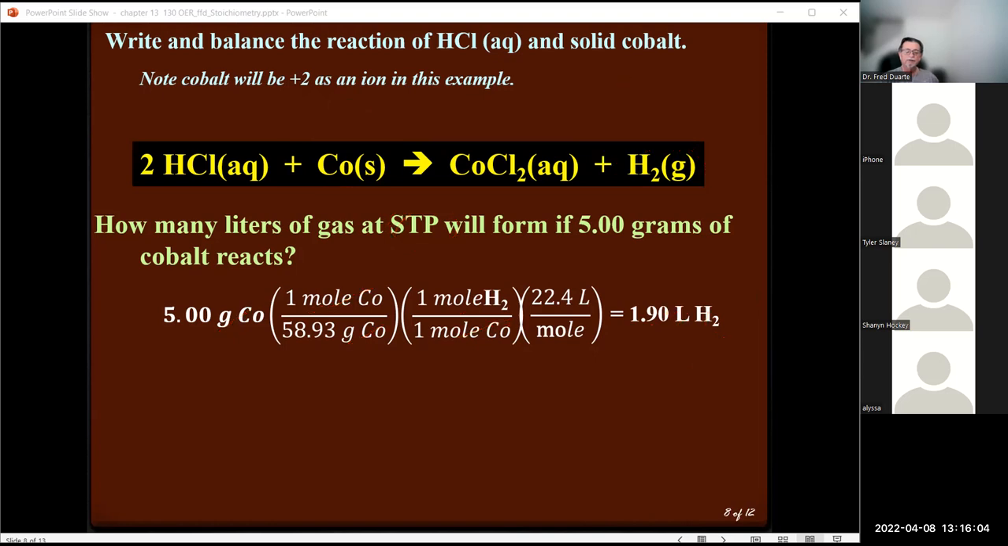So essentially, another way to look at this is this. If I start off with 5 grams of cobalt in the lab, and then I add a little excess hydrochloric acid, there's going to be bubbling action going on, and I can collect that gas and measure it. And when I measure it, the amount will be like 2 liters, a 2-liter bottle of hydrogen gas.